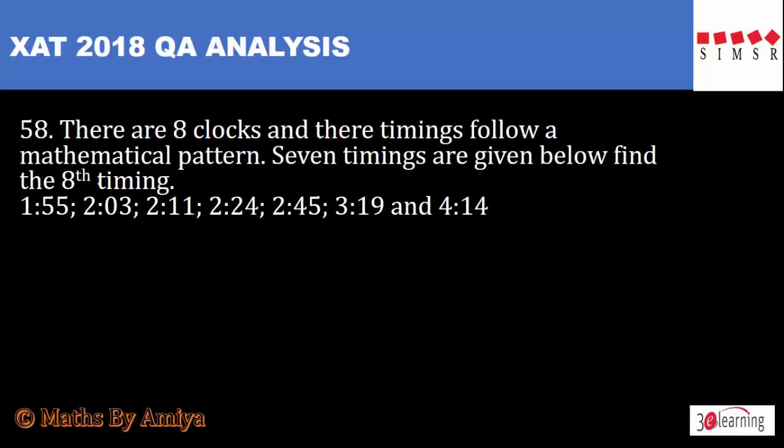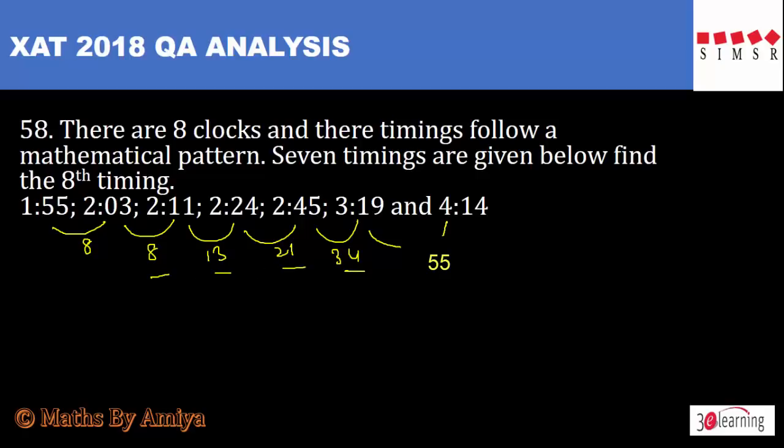58 is the classical example of sequence and series. I say please pause the video and read the question. I hope you have read the question and solved it also. We need to find the time pattern. We know the gap is 8. Here the gap is 13. Here the gap is 21. Here the gap, if we find, is nothing but 34. If we observe the gaps, this is nothing but a Fibonacci sequence. We have 8, 13, 21, 34.